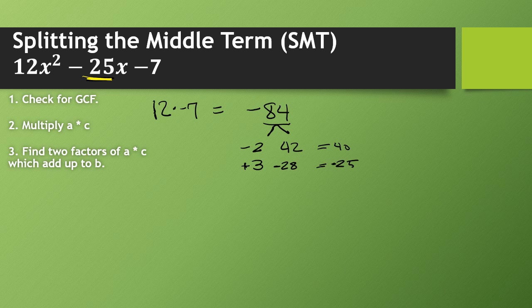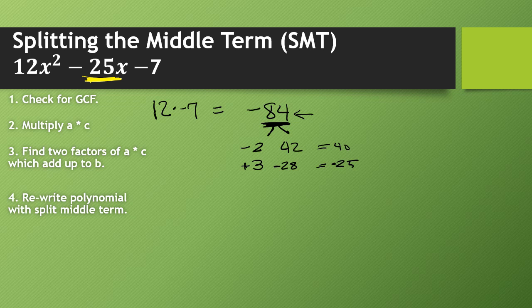So if I take 3 times negative 28, I get negative 84 right here. But if I take positive 3 minus 28, I get this negative 25 that I need in my problem. So those are the two numbers I'm going to be using. So here you have two choices, and I am going to do this both ways.